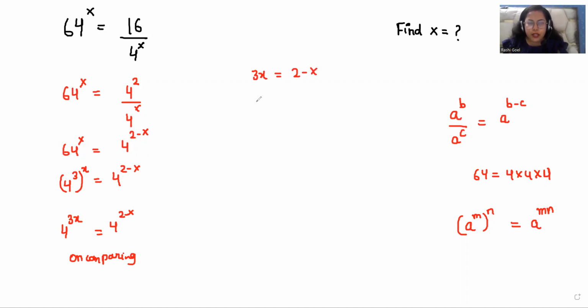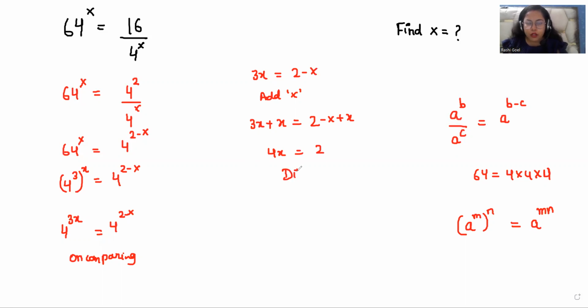On both the sides, I'm adding x. So 3x plus x is equals to 2 minus x plus x. So 3x plus x is 4x, is equals to 2, minus x plus x cancel out.